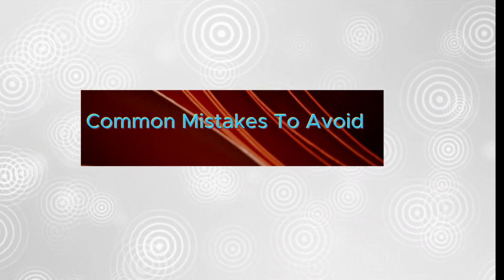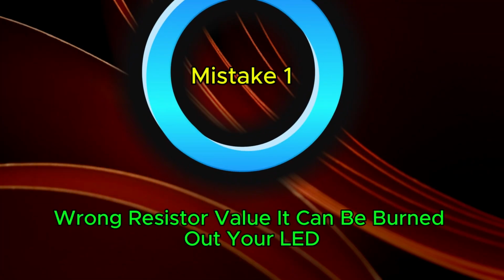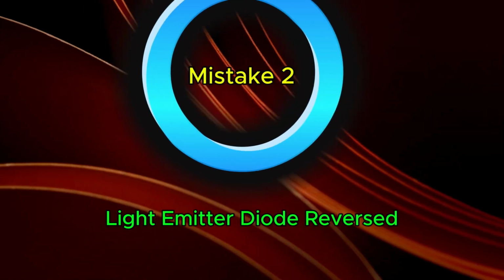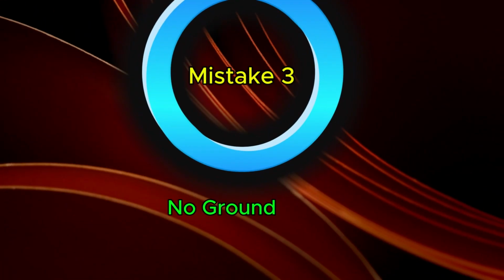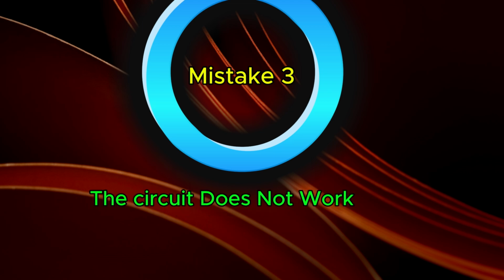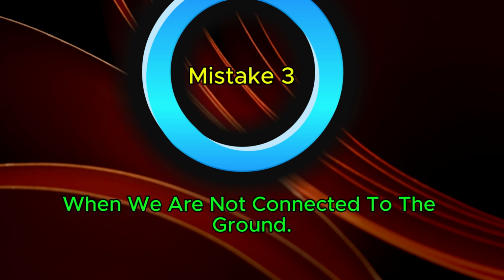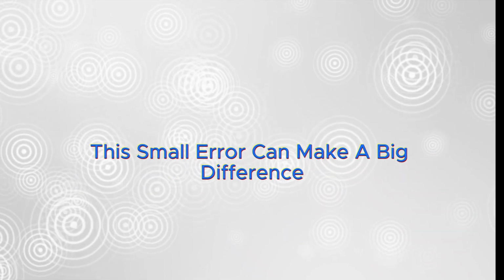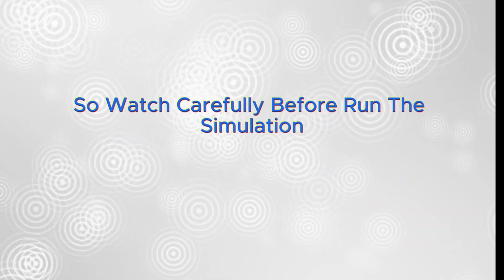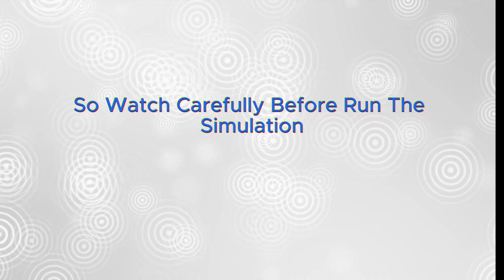Common mistakes to avoid. Mistake 1, wrong resistor value. It can burn out your LED. Mistake 2, light emitting diode reversed. It won't light up. It doesn't work. Mistake 3, no ground. The circuit does not work when it is not connected to ground. This small error can make a big difference, so watch carefully before running the simulation.